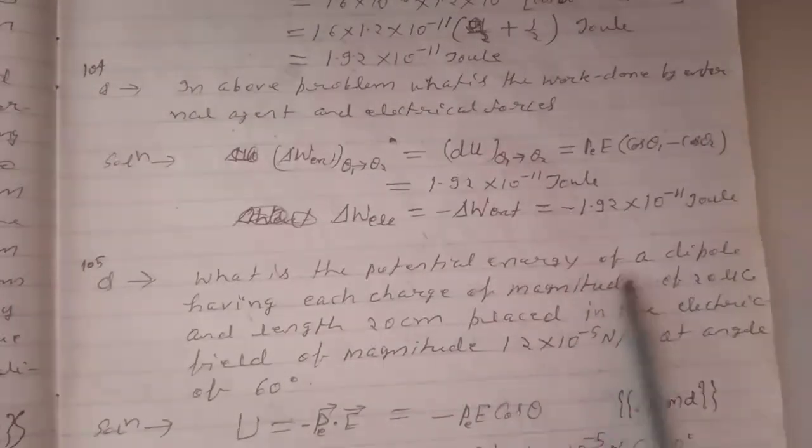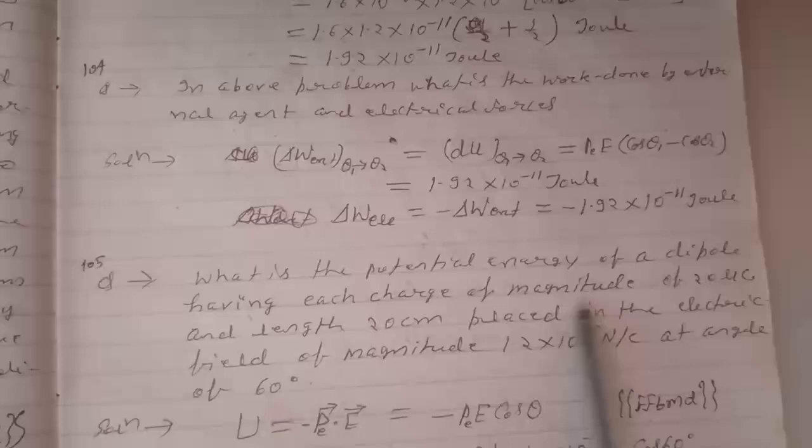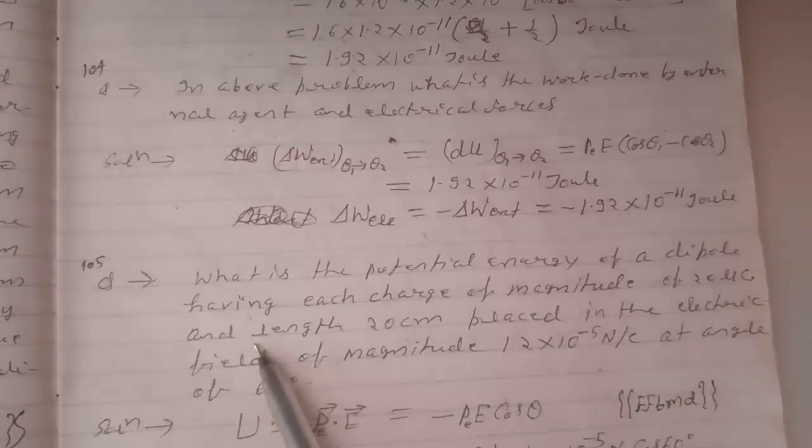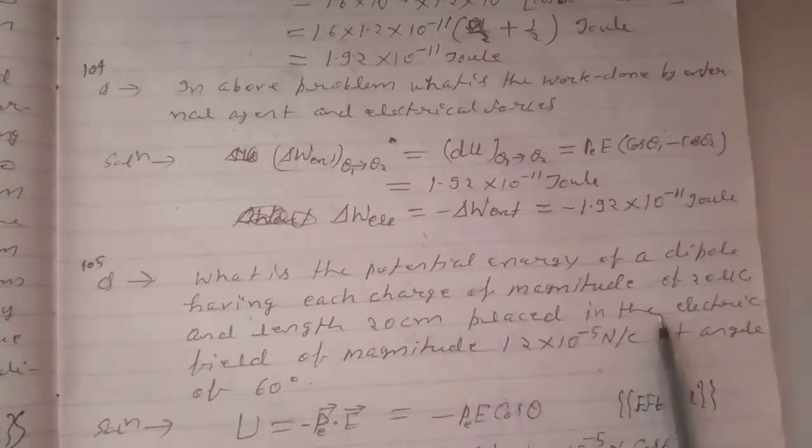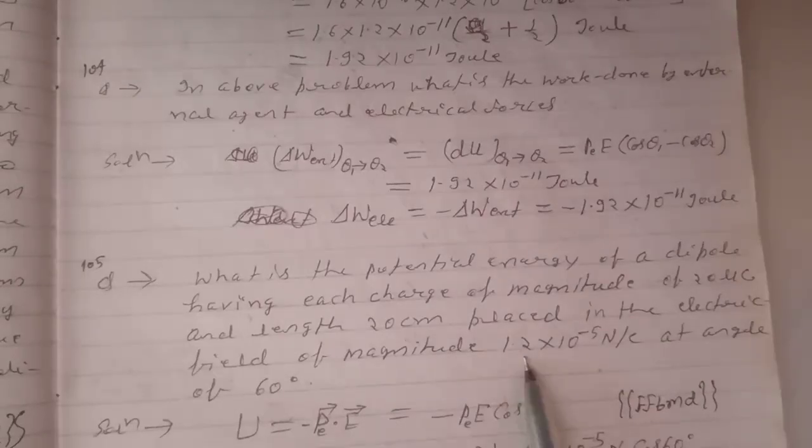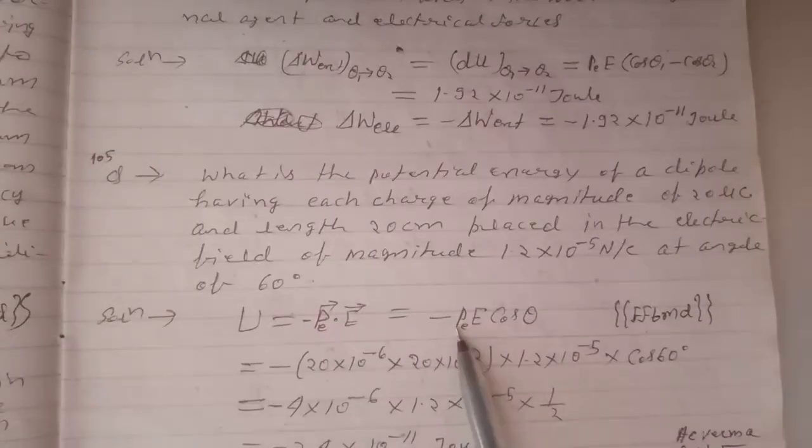What is the potential energy of a dipole having each charge of magnitude 20 microcoulomb and length 20 cm, placed in an electric field of magnitude 1.2 × 10^-5 newton per coulomb at an angle of 60 degrees? So we have U equals minus p vector dot E vector, or minus p E cos theta.